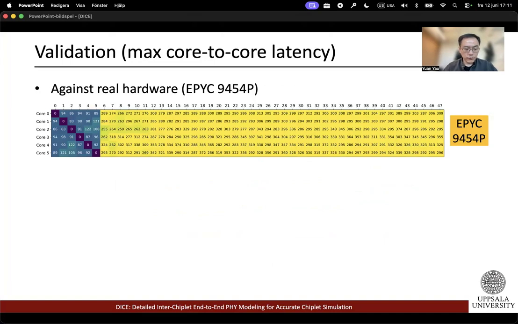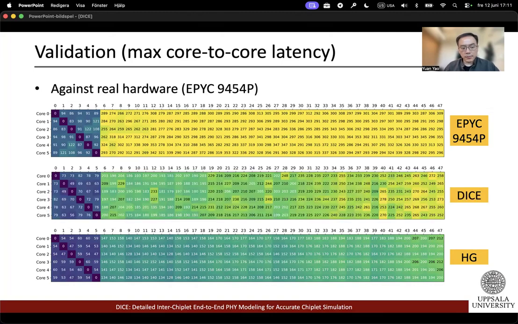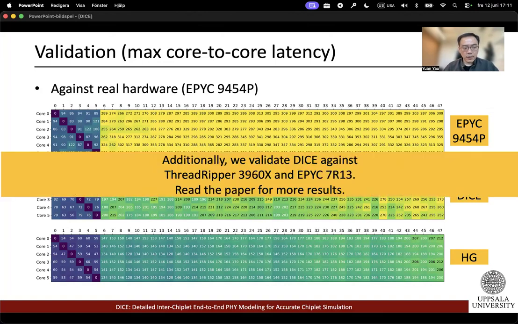And here we show a visualization of the previous results. So we first look at the tail latency of the real EPYC system. And this is how it looks like in HeteroGem5. We can see that all the tail latencies are consistently underestimated. The middle one is the tail latency under DICE, which closes the gap to the actual platform much closer. We also have more validation results in the paper, including Threadripper and another version of EPYC.